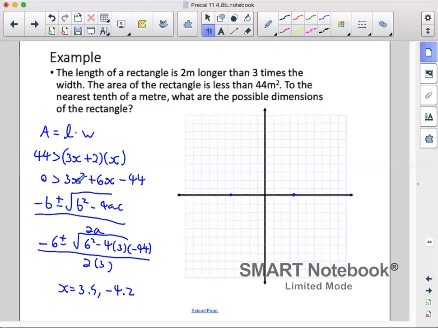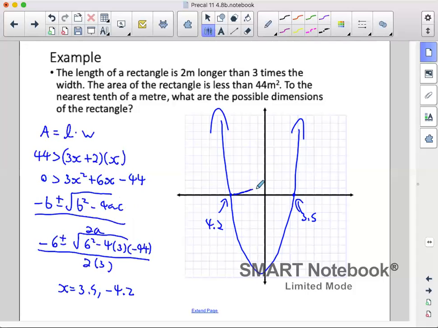Now, because our a value is positive, we know it's going to be opening up. Now, because it's asking where this expression is less than 0, we're actually looking at this center section here. So to write out our answer, we're going to say that x is between negative 4.2 and 3.5.